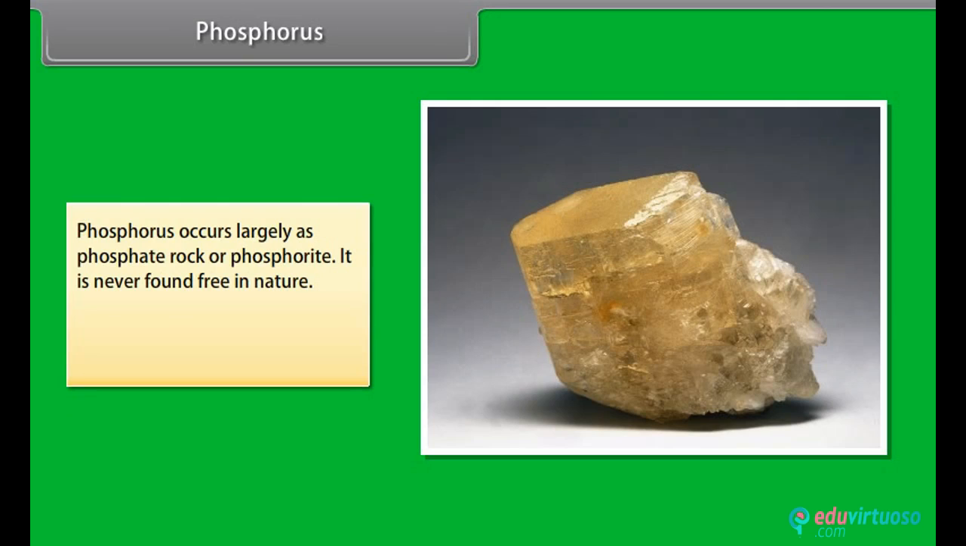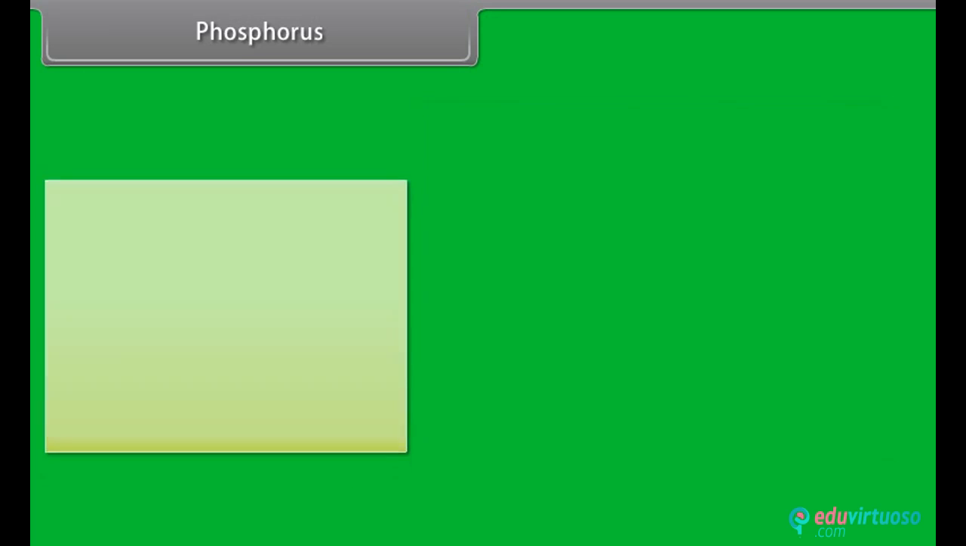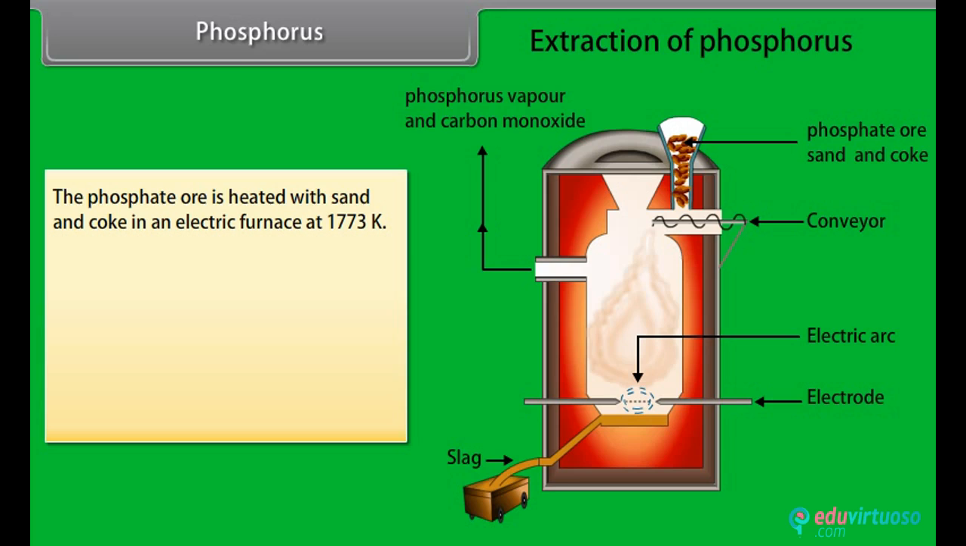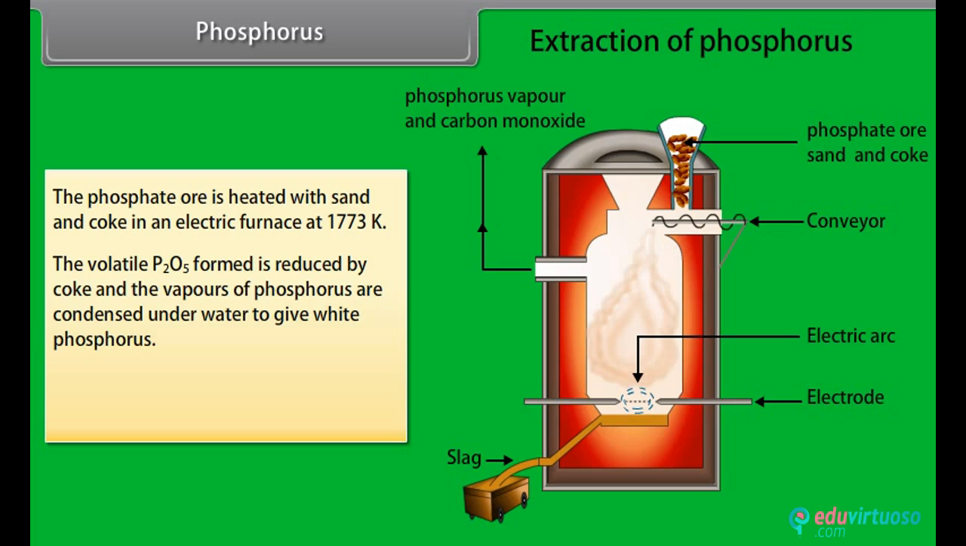Phosphorus. Phosphorus occurs largely as phosphate rock or phosphorite. It is never found free in nature. Bones have a high percentage of calcium phosphate. The phosphate ore is heated with sand and coke in an electric furnace at 1773 Kelvin. The volatile P4O10 formed is reduced by coke and the vapors of phosphorus are condensed under water to give white phosphorus.